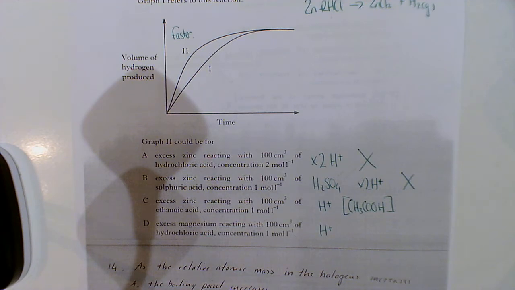So what would make it faster? Zinc with a different acid or magnesium with the same acid? Well, magnesium from National 5 is a more reactive metal, so it would react faster. Ethanoic acid, we know that's vinegar. Vinegar is actually a weaker acid than hydrochloric acid, so it would react slower. So the answer to this one is D.